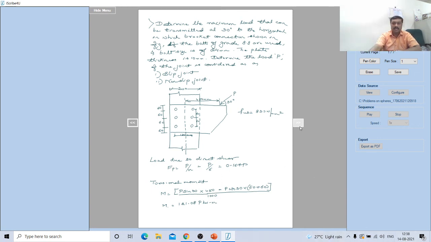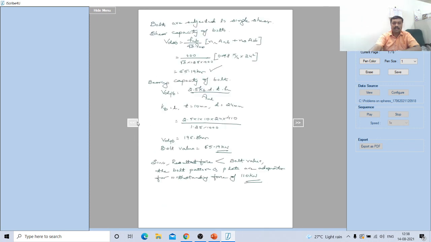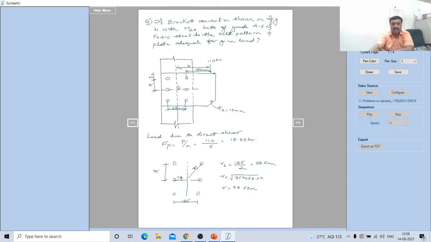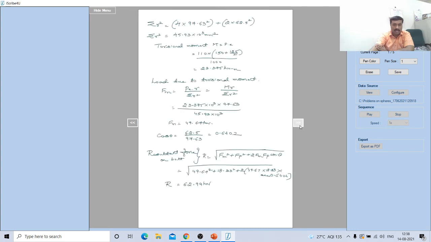Then immediately go for the torsional moment and calculate the load due to it: Fm is equal to M r divided by summation of r square. This r and r square is from your figure, the radial distance. So you should draw the bolt pattern separately and find these distances using the Pythagoras theorem. You can calculate the angle along with the distance. Once you calculate this, calculate the load due to torsional moment, Fm.